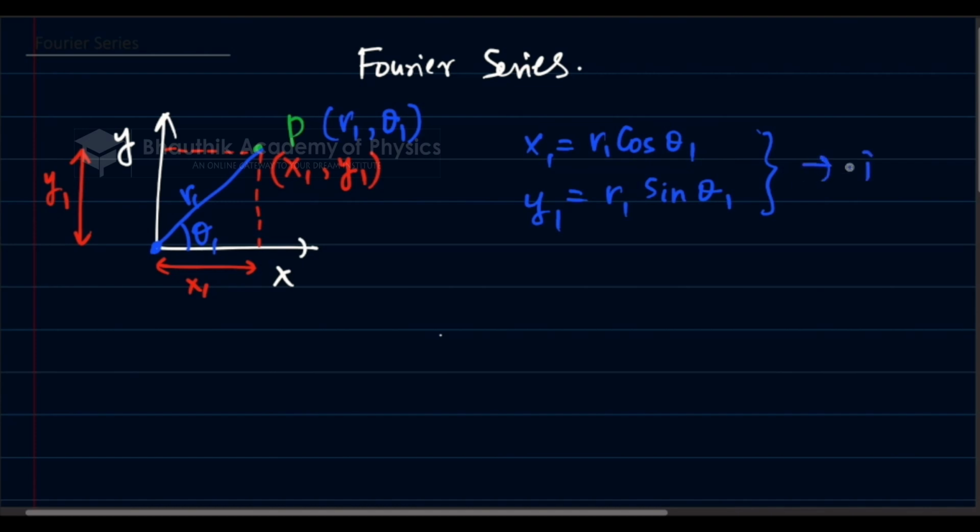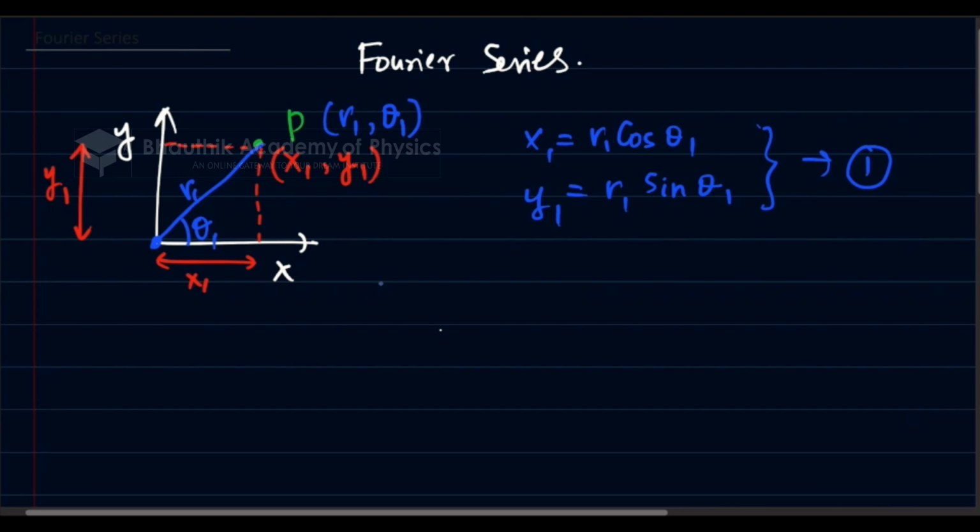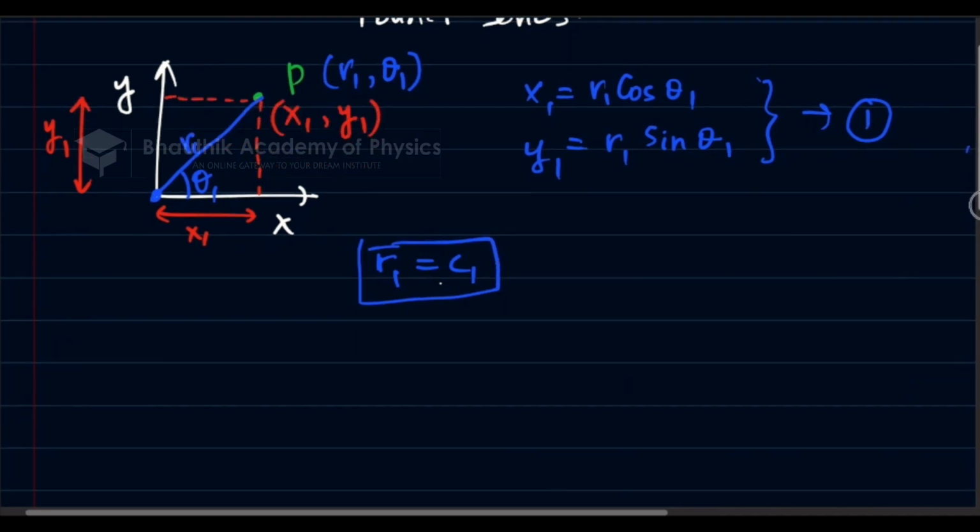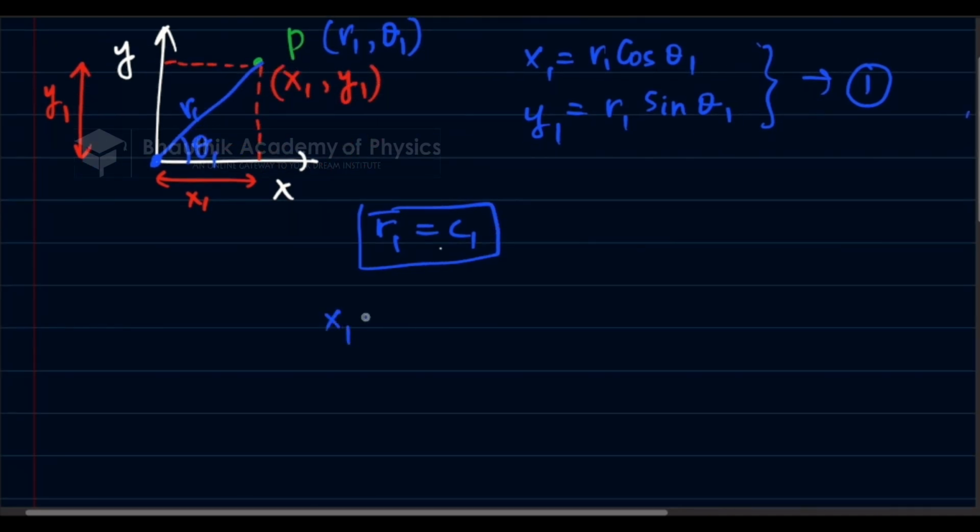Let me call this equation 1. Now for my personal convenience, I'm going to represent r1 as c1. No big deal, this is just a simple substitution. And according to that, the equations will be x1 is equal to c1 cos theta 1 and y1 is equal to c1 sin theta 1. You can call it equation number 2 if you want.